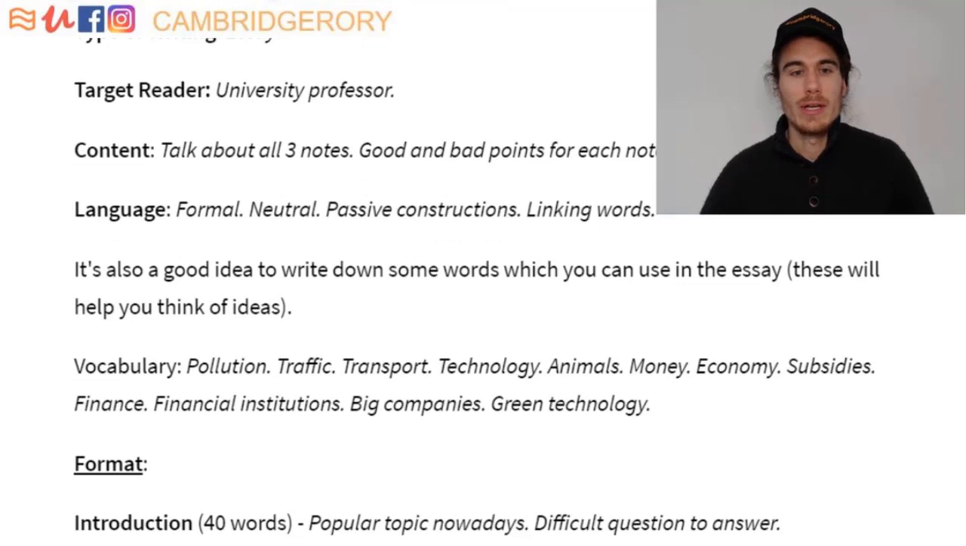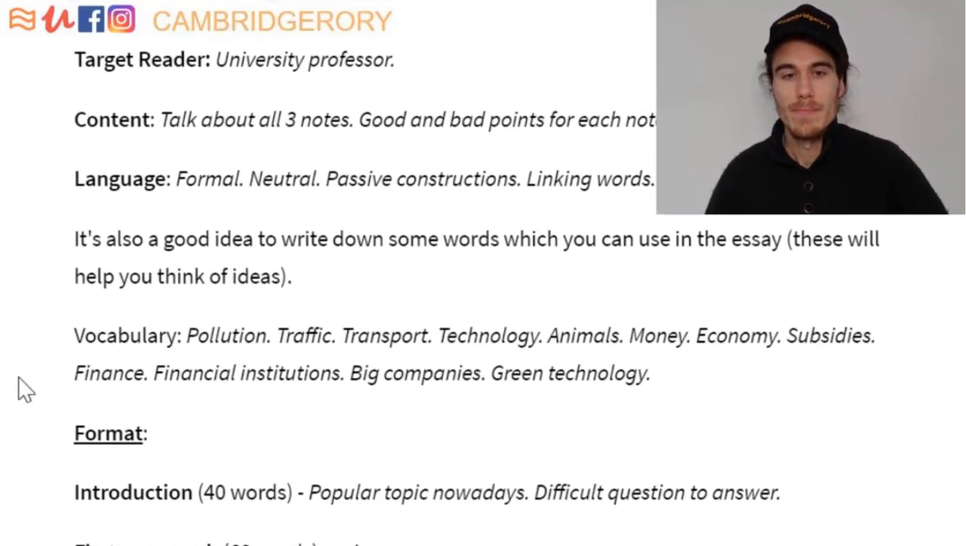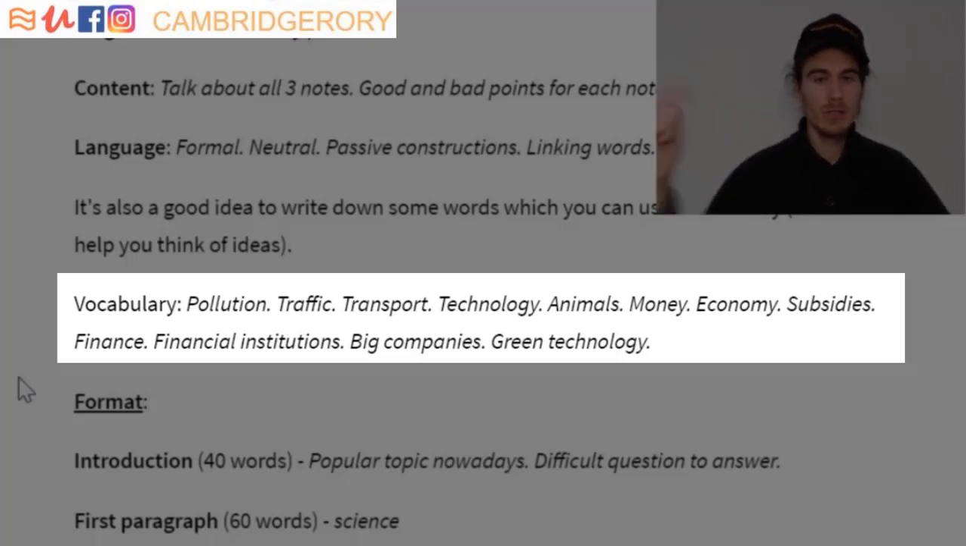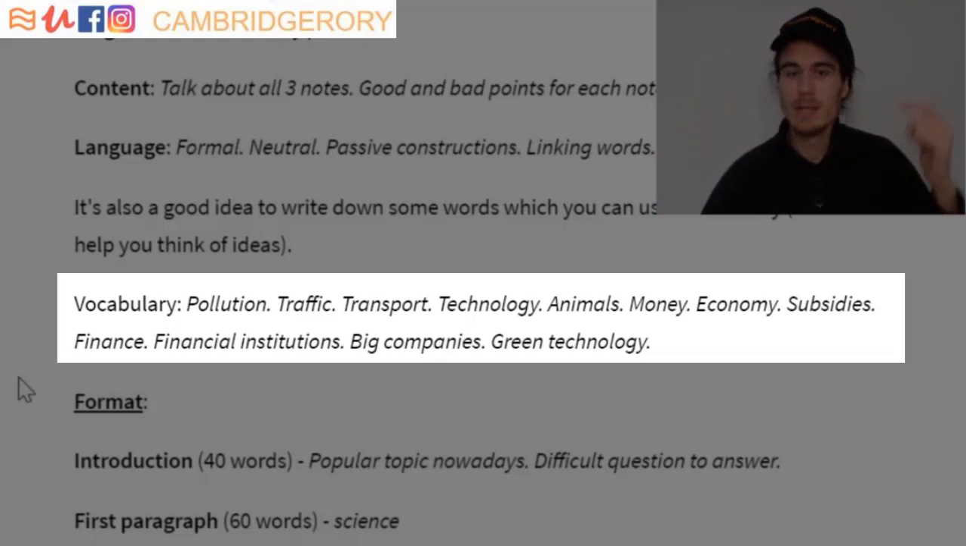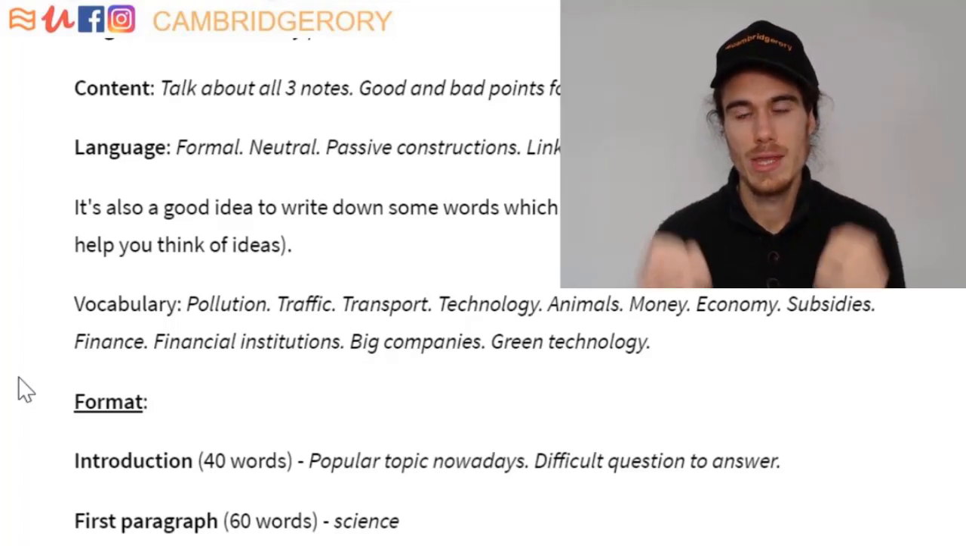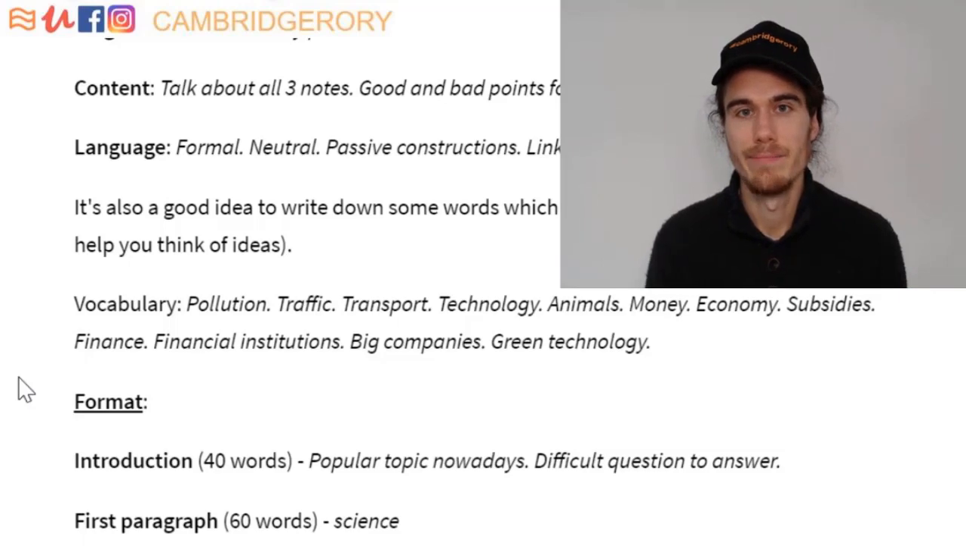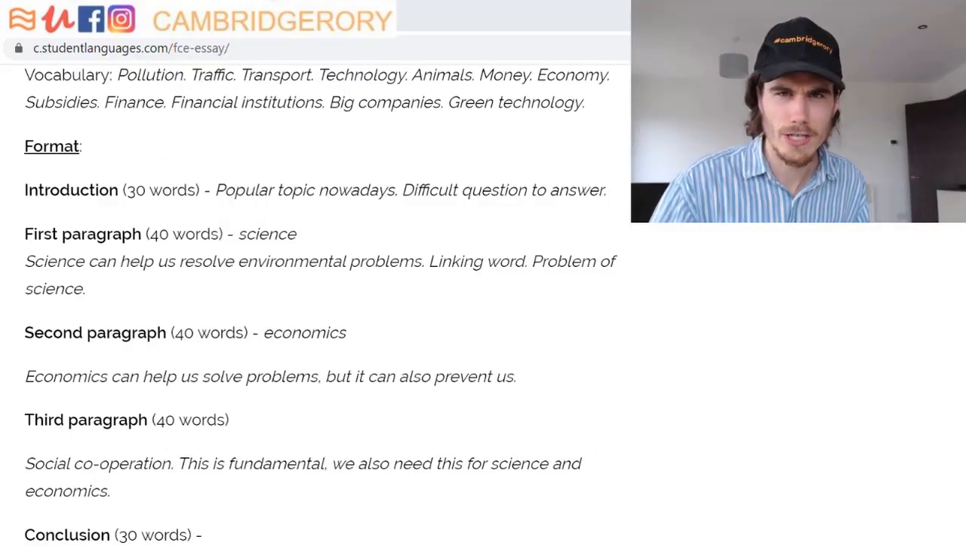And it's also a good idea to write down some vocabulary. Maybe you've written similar vocabulary to me. I've written pollution, traffic, transport, technology, animals, money, economy, subsidies, finance, financial institutions, big companies, green technology. Those are the types of words that are going to help me when I'm writing this essay to think of ideas.